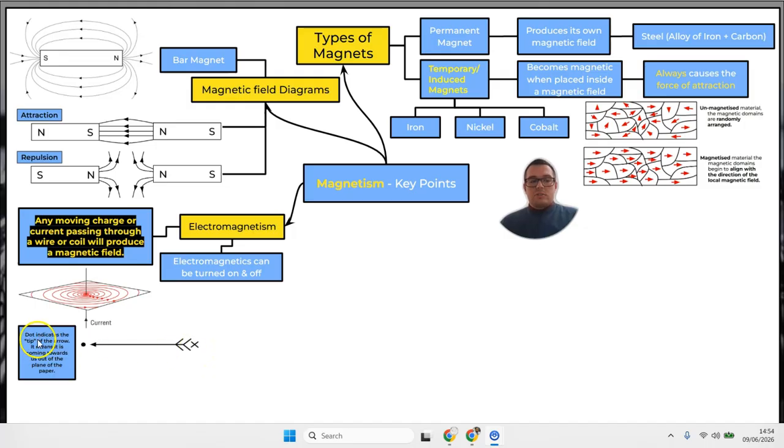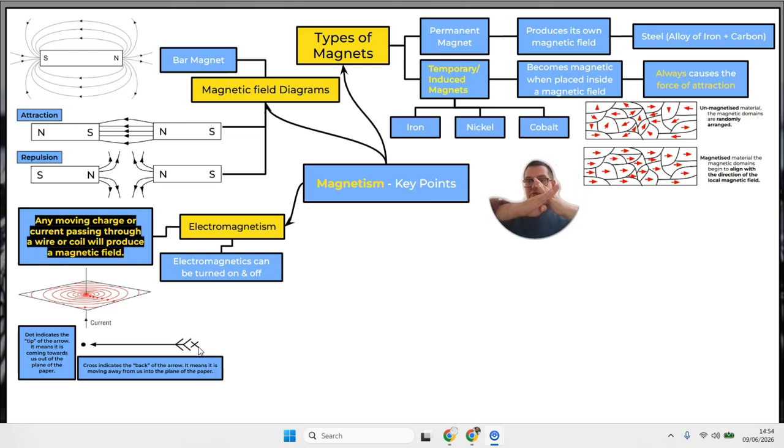A dot indicates the tip of the arrow. So if you see a dot, that means it's coming towards you out of the plane of the paper. Think of your finger pointing at you, that's like the tip of the arrow. The cross indicates the back of the arrow. Think of an old-fashioned Robin Hood type arrow, you have the feathers at the back of the arrow, the fletching.